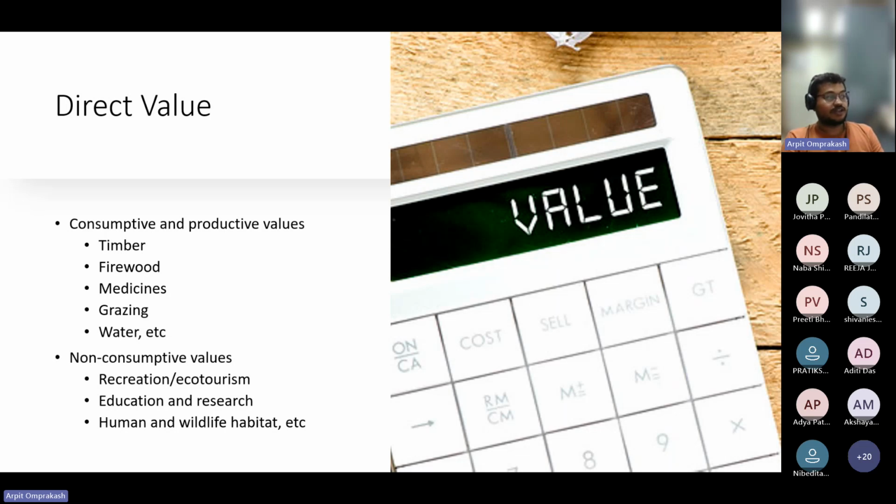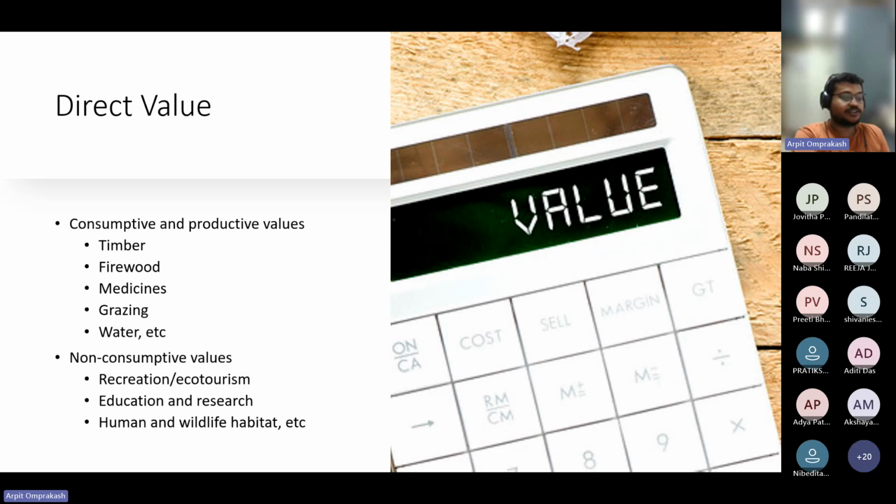Non-consumptive values can be recreation, ecotourism, where you're just going there and seeing it. So you're getting some recreation. You're going to a forest, disconnecting from your hectic life, taking a break and all that. You're looking at the trees, the birds, animals, and everything, but you're not using them in a way that no one else can use them again. So if you go there and look at some bird, the next day someone else can go there and look at the same bird and derive some value out of it, some happiness or something. Right. So these are non-consumptive values.